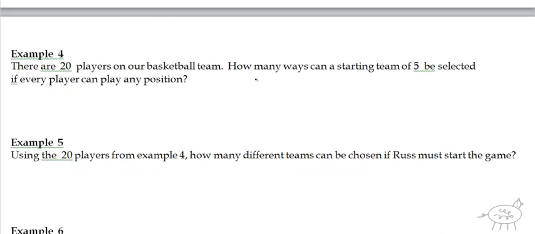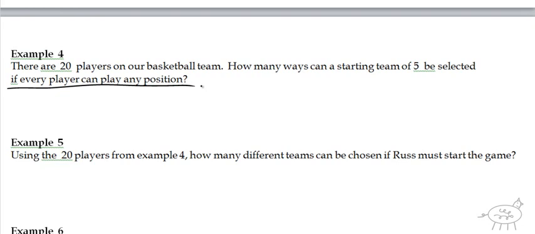There are 20 players on a basketball team. How many ways can a starting team of 5 be selected if every player can play any position? Guys, you need to understand this wording here. Sometimes people get confused and think it's a permutation because they think order is important. The reason I say if every player can play any position is then there's no order, because on a basketball team, you can play forward or center.